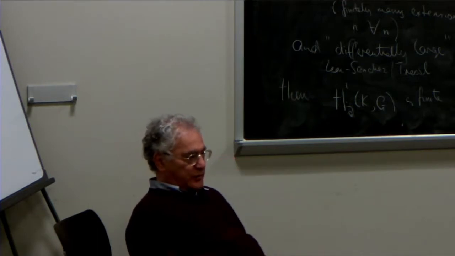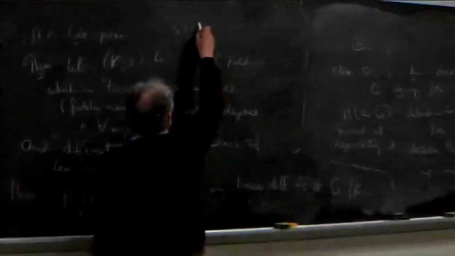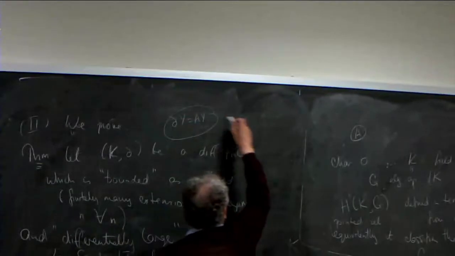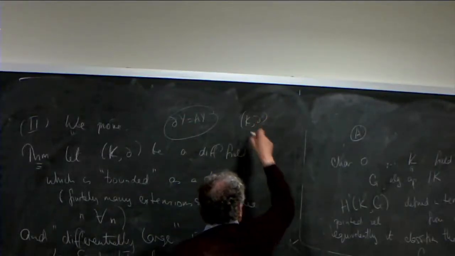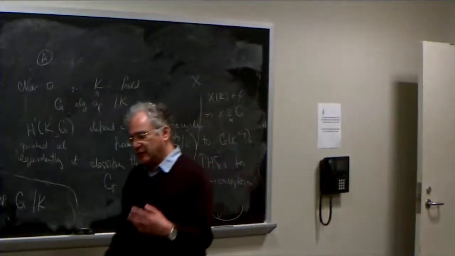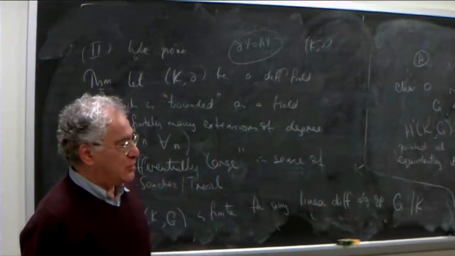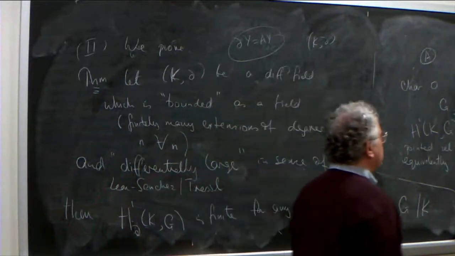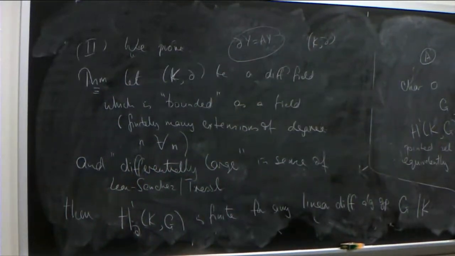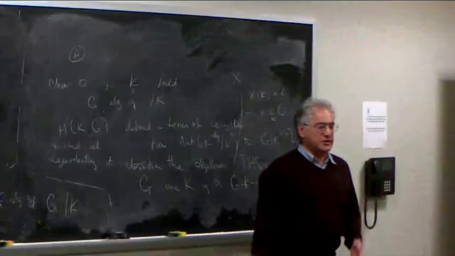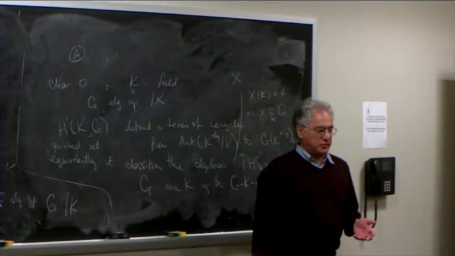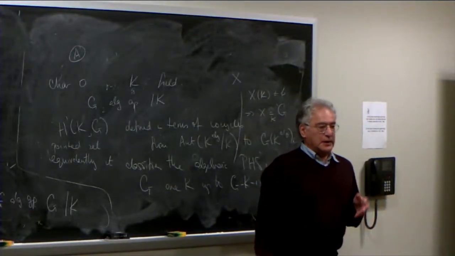You have K. You have a linear differential equation over K, and you want to look at a PV extension for that differential equation. It is an extension of K which has no new constants, and is generated by a fundamental system of solutions, a basis for the solutions of the linear differential equation. So no new constants.